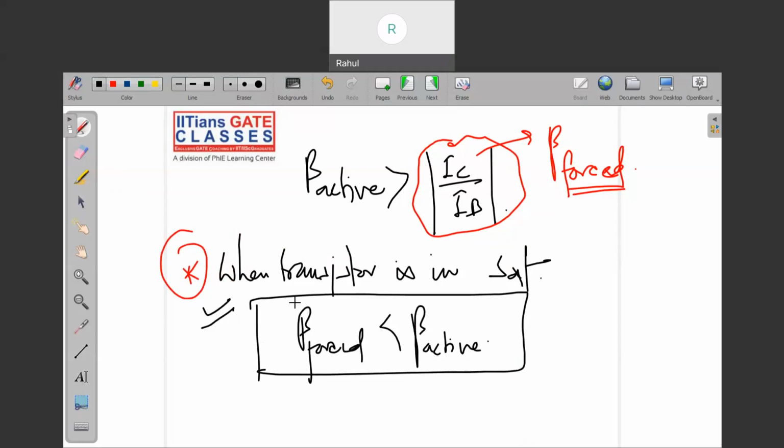If IB is very large, there will be no effect on IC, remember. Whatever electrons come will not be able to contribute because the recombination will be heavy in the base region. So this is what I wanted to discuss.